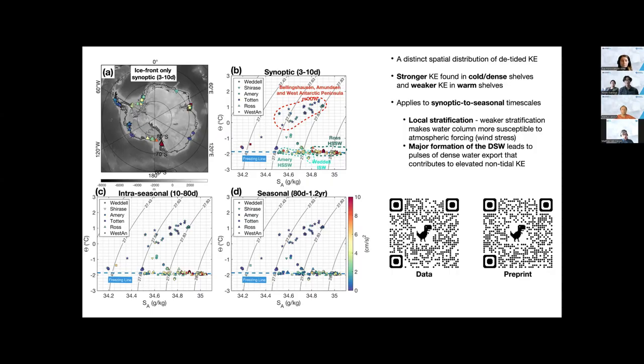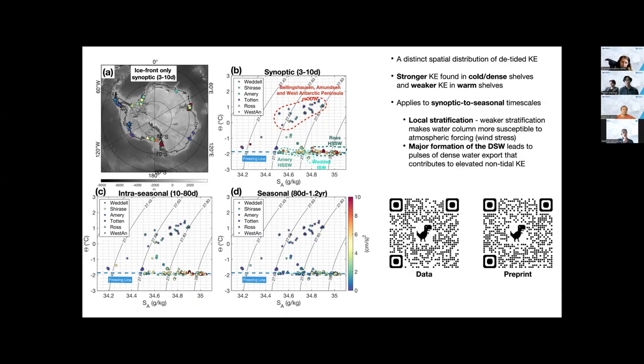So as you can see, the map on the top left is showing the de-tided energy across the synoptic timescales, and you can see in front of the Filchner-Ronne, in front of Cape Darnley, and also on the Ross Continental Shelf, we all see elevated de-tided energy, whereas in the warm shelf, such as the West Antarctic ice shelf, the de-tided energy has been generally lower compared to those cold shelves. And this actually holds not just for the synoptic timescales, but also for the intraseasonal timescales and seasonal timescales.